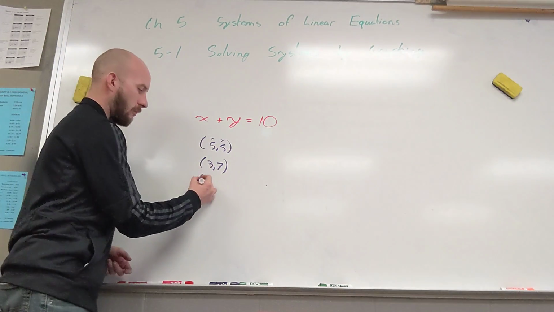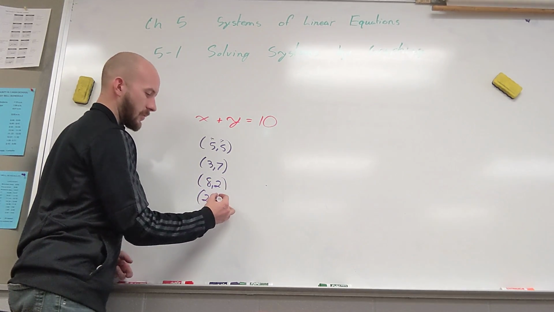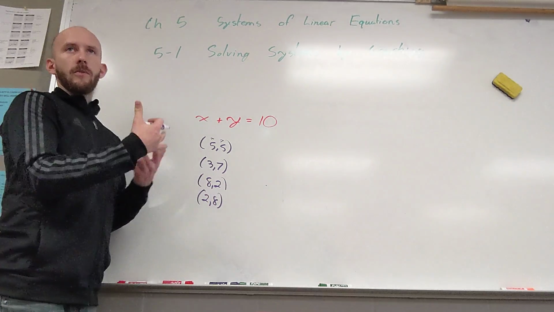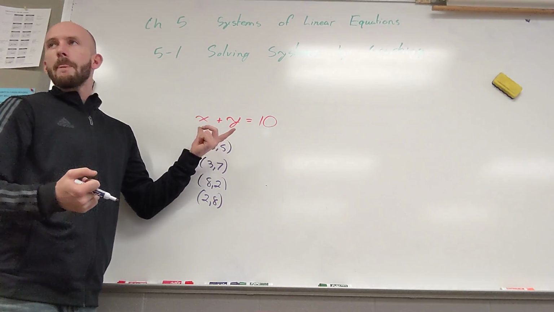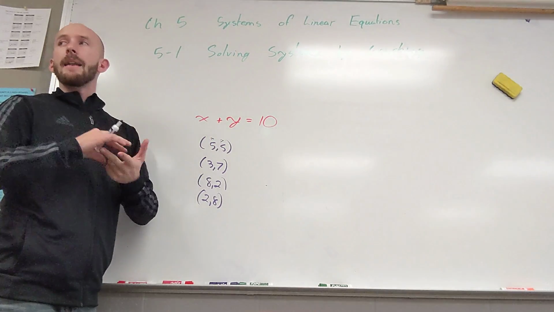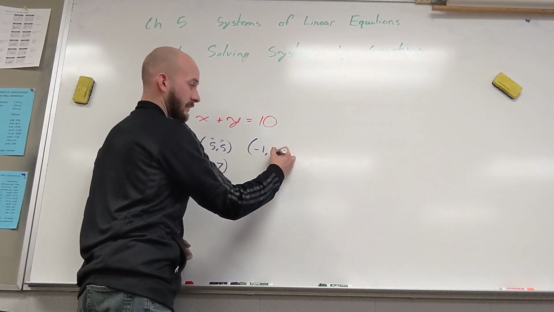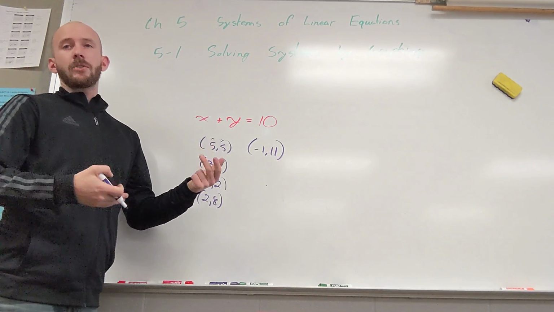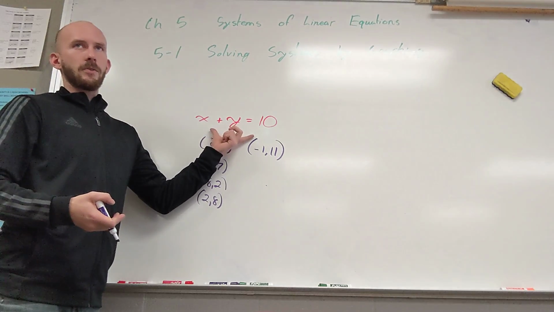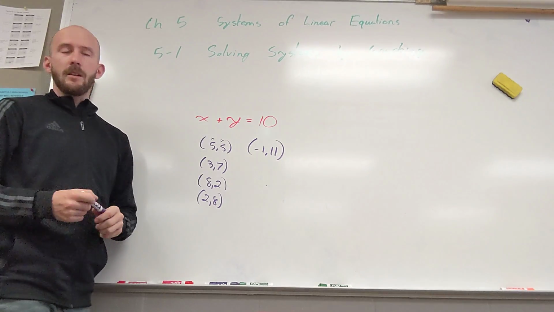Now, I could list off a whole bunch of these, right? 8 and 2, and I could reverse it and say 2 and 8. There's not just one answer to this. There's a whole lot of solutions. Actually, I could even start throwing in negatives, and there's an infinite amount of solutions to this. Now, here is the crazy part.